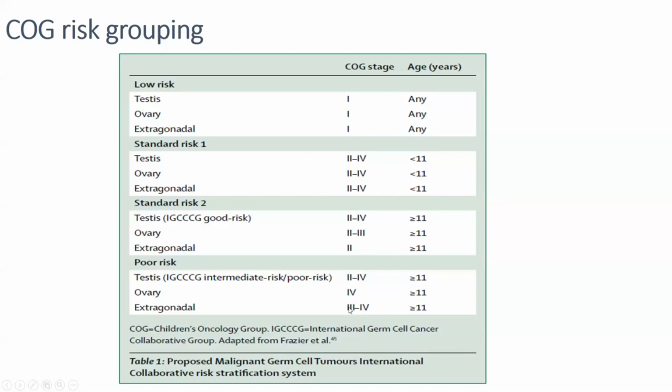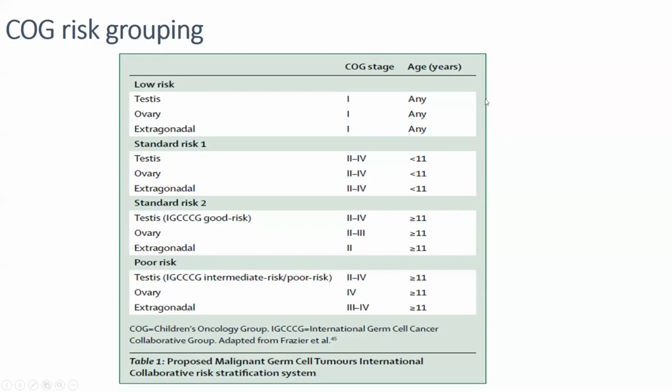So this is the risk grouping, the COG risk grouping, also known as the MAGIC risk grouping. As we know, testicular germ cell tumors are the most common germ cell tumors in the pediatric age group, and otherwise also testicular germ cell tumors are most common. So whatever data we have about prognosis and treatment has been extrapolated from testicular germ cell tumors. So there are no definitive treatment guidelines or risk grouping for other tumors, like ovary or extragonadal or extracranial tumors.